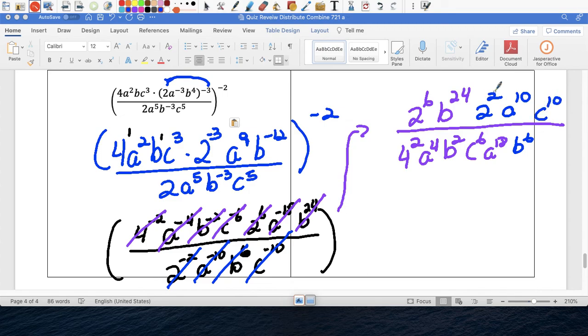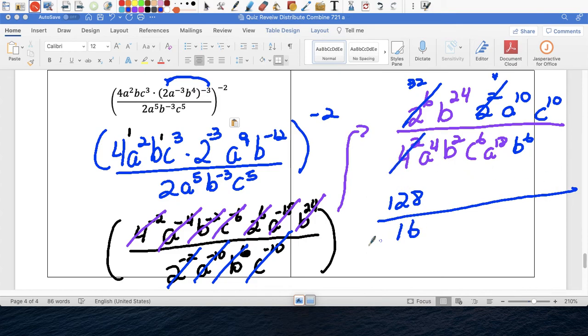All right, so now that everything's positive, it makes a little bit more sense. So 2 to the 6 is 2, 4, 8, 16, 32. So let me write that. 32, right? And 2 to the 2nd is 4. And 4 times 32 is, I don't know, 128. This and this is taken care of. 4 to the 2nd is 16. So I'm going to leave that over here.